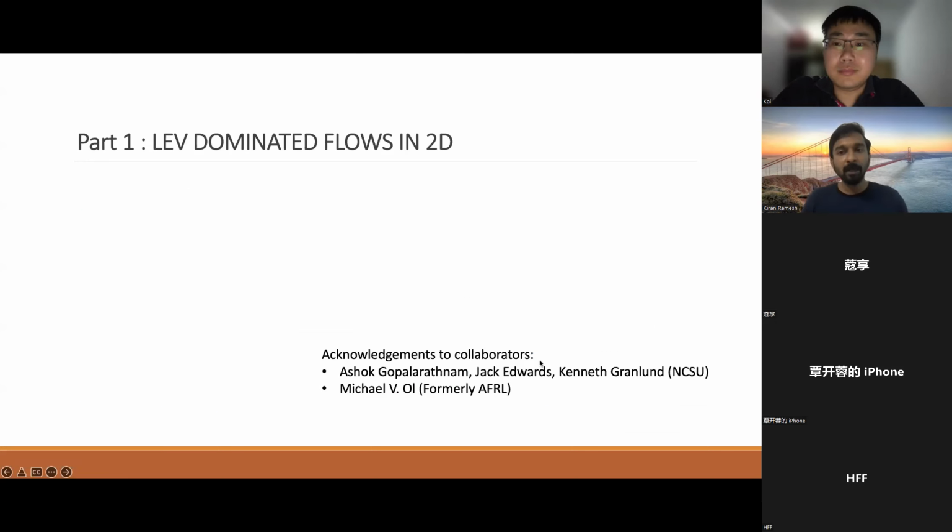Okay, so in the first part of this talk, I'm going to be presenting on modeling leading edge vortex dominated flows in 2D. This is some of the work that was started and done during my PhD at North Carolina State University.